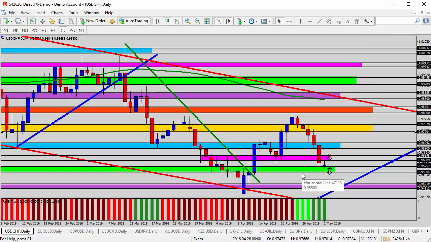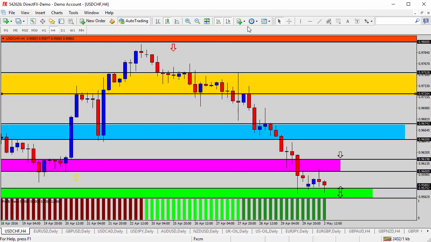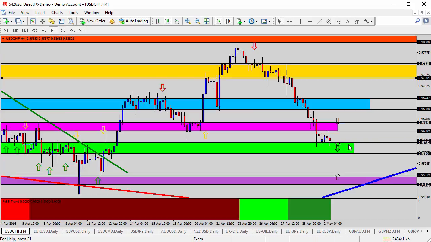If we start to see some evidence of reversal, maybe a break above the pink zone, we might look for the bullish action to return, but currently bearish, and I think that's probably the direction, at least for the first part of this week, that we'll continue to focus our efforts on.